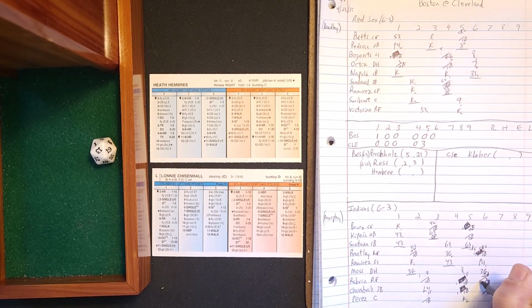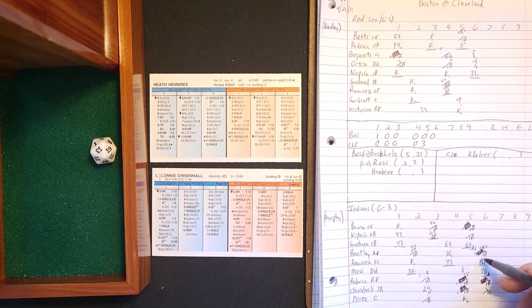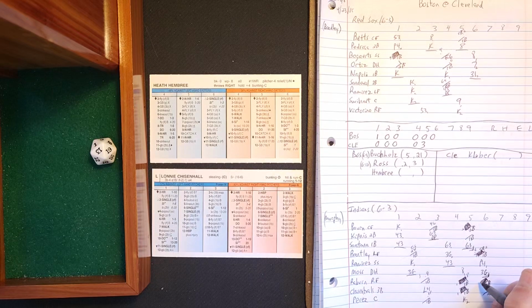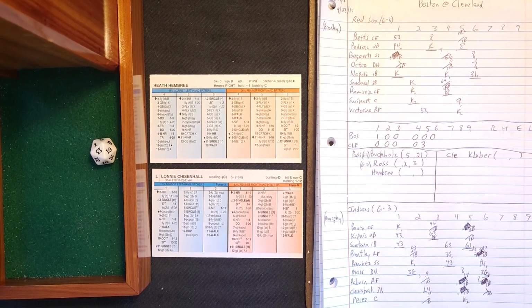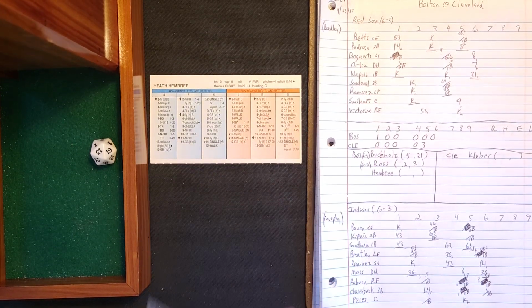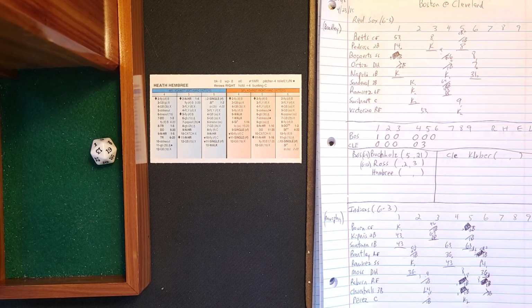So Hembree not the answer either. RBI triple. So it really wouldn't have mattered about the runner advancement because Brantley would have scored anyway on that triple. So a triple. That now makes it 5-1 Boston. I'm sorry, 5-1 Cleveland.